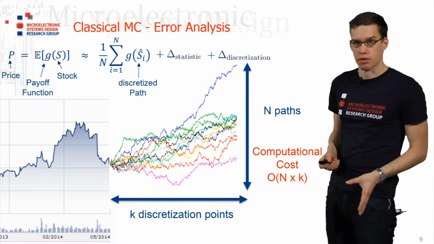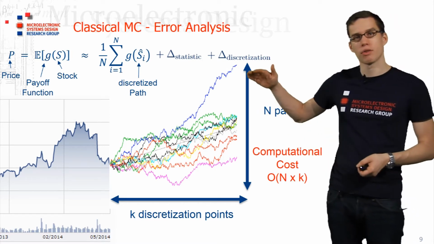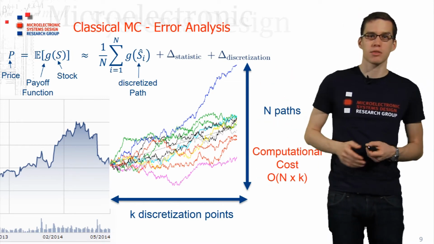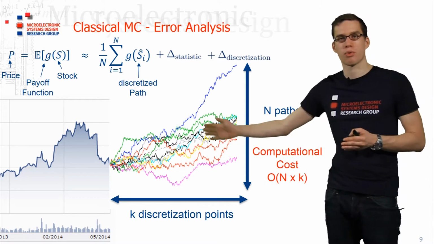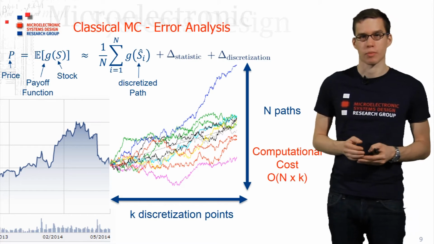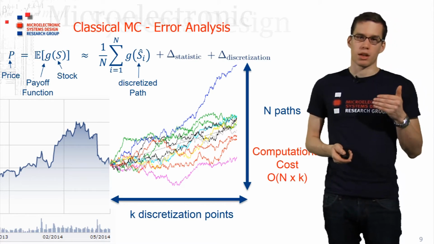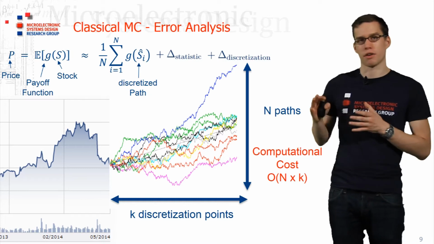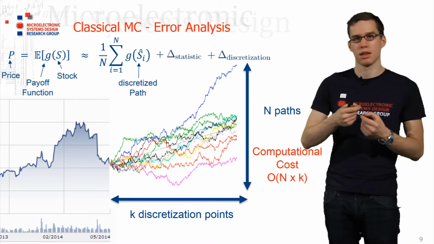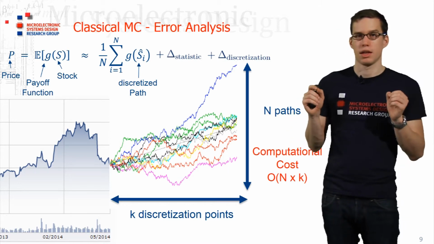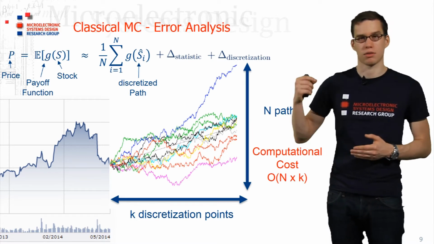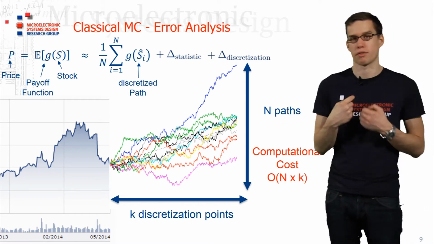So we have two kinds of errors. One is that we only use a finite number of paths. That will give us a statistical error. And the second one is we only have k discretization points, and this will give us a discretization error. The total computational cost of Monte Carlo in this setting is n times k. So we have n paths and k discretization points, which can get really big very fast, because normally the paths are in the order of millions and discretization points in the order of 1,000 or 10,000.